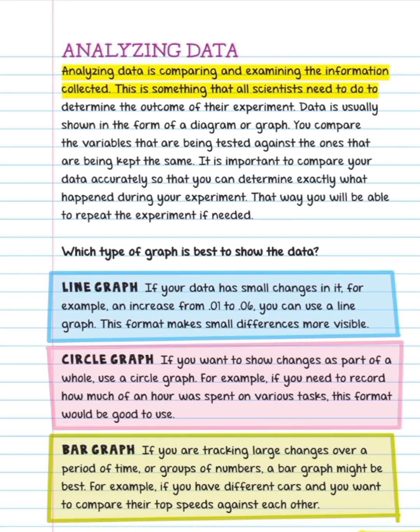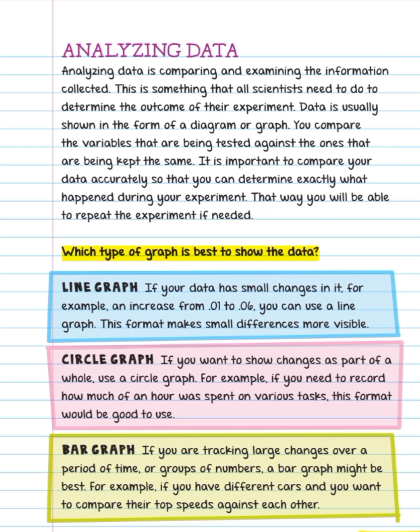Analyzing data. Analyzing data is comparing and examining the information collected. This is something that all scientists need to do to determine the outcome of their experiment. Data is usually shown in the form of a diagram or graph. You compare the variables that are being tested against the ones that are being kept the same. It is important to compare your data accurately so that you can determine exactly what happened during your experiment. That way you will be able to repeat the experiment if needed.